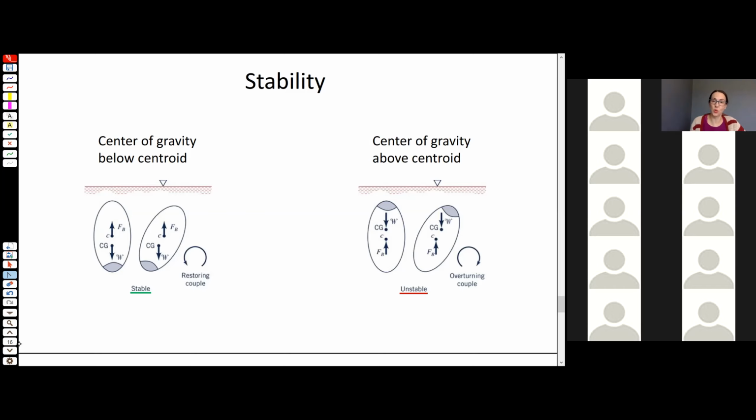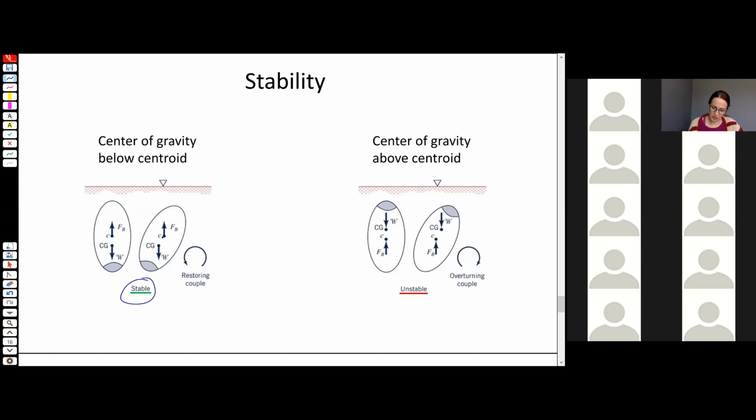Well, actually, that's quite easy to tell. If the center of gravity of the object, where the weight acts, is below the centroid, which is where the buoyant force acts, then it's stable. And it's stable because if you have a small perturbation from vertical, the couple that the weight and the buoyant force provide is restorative. They act to restore it back to the vertical position.